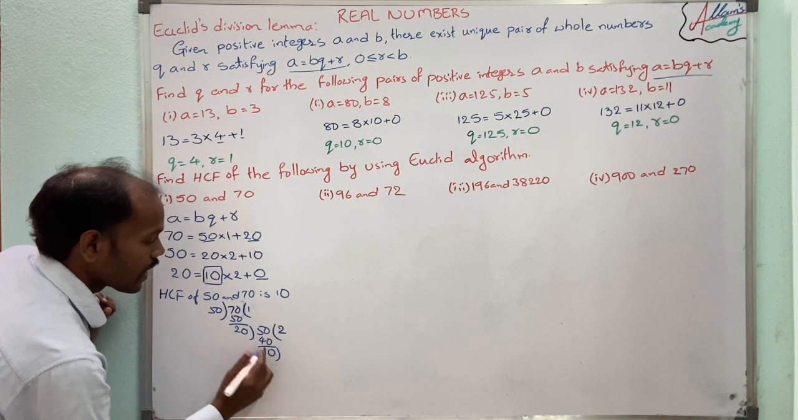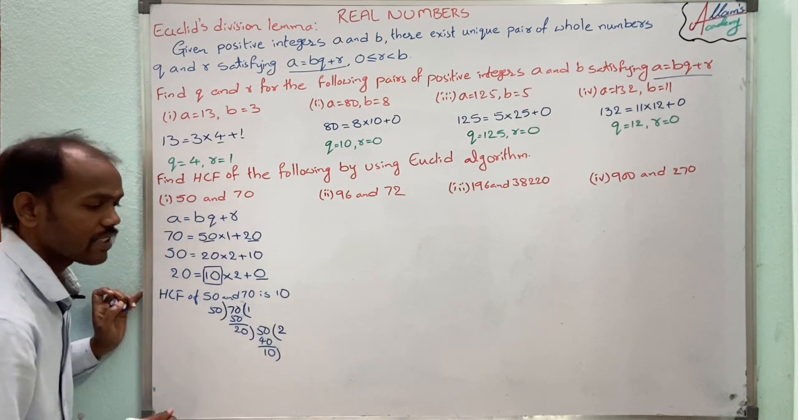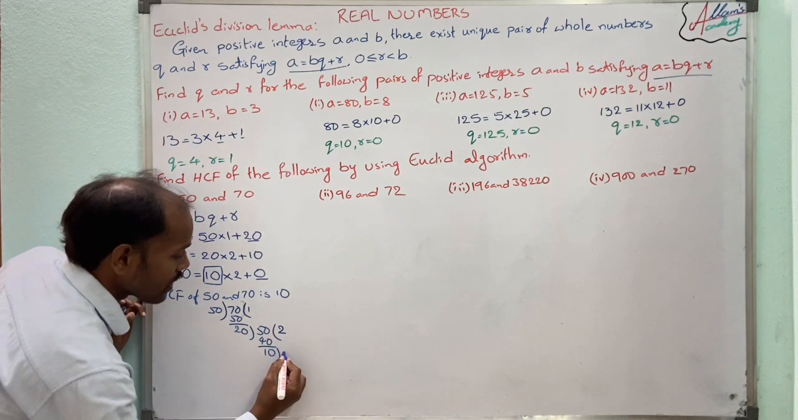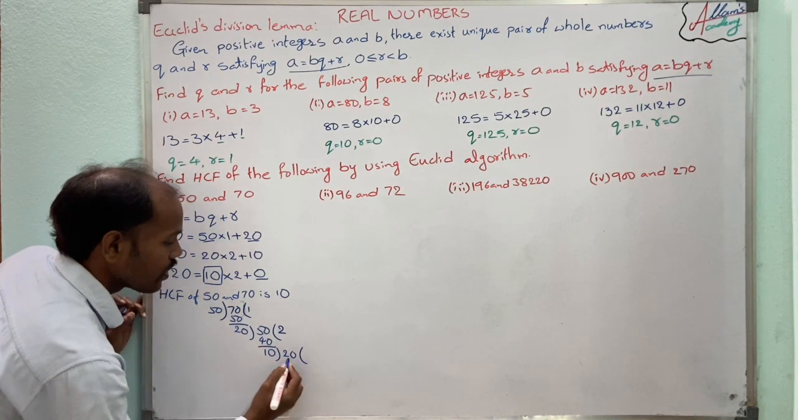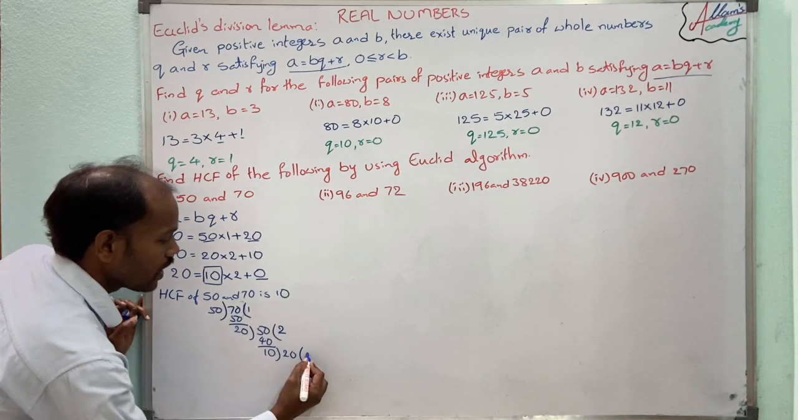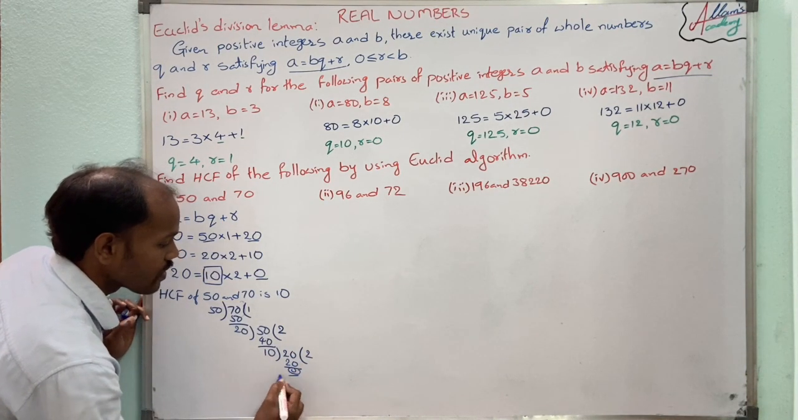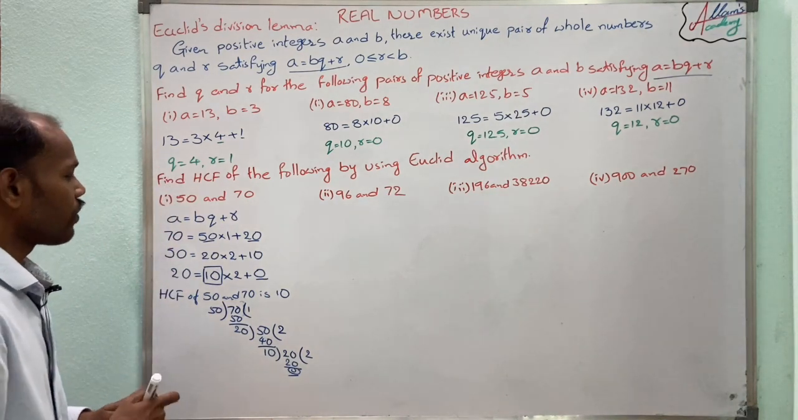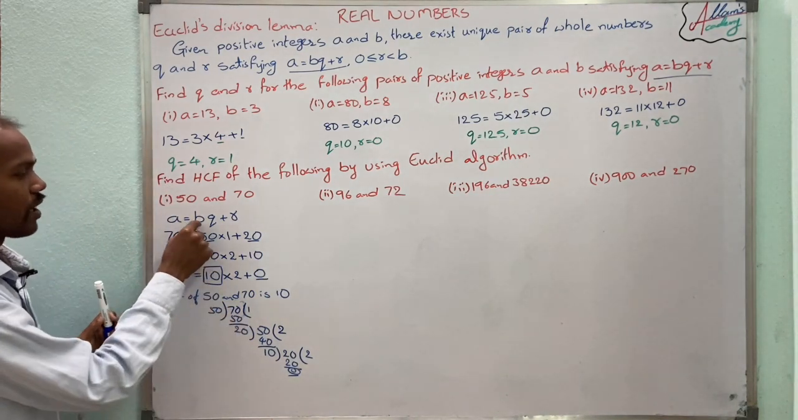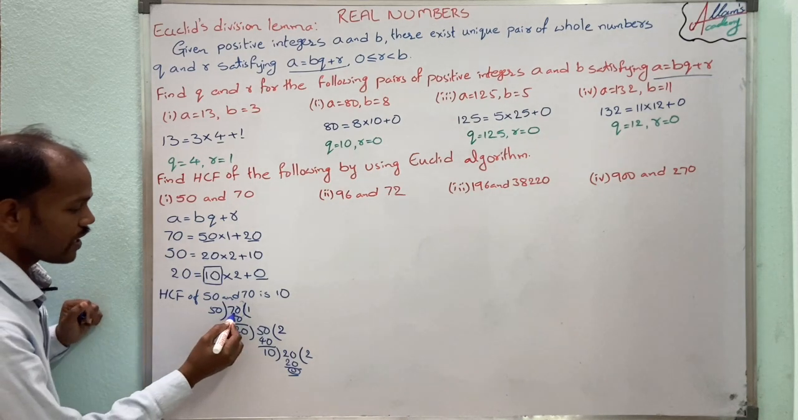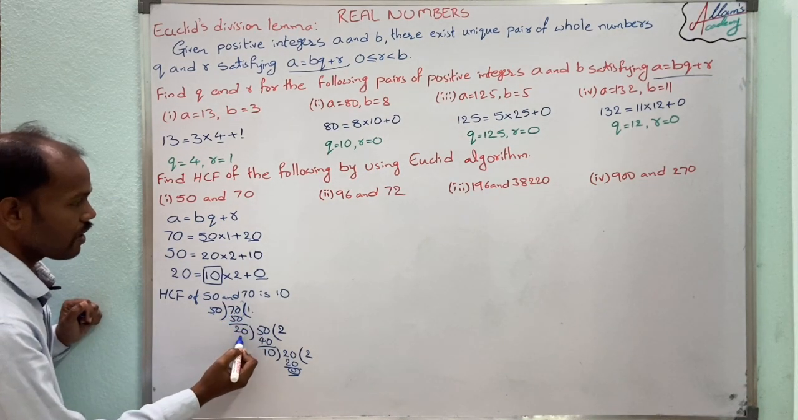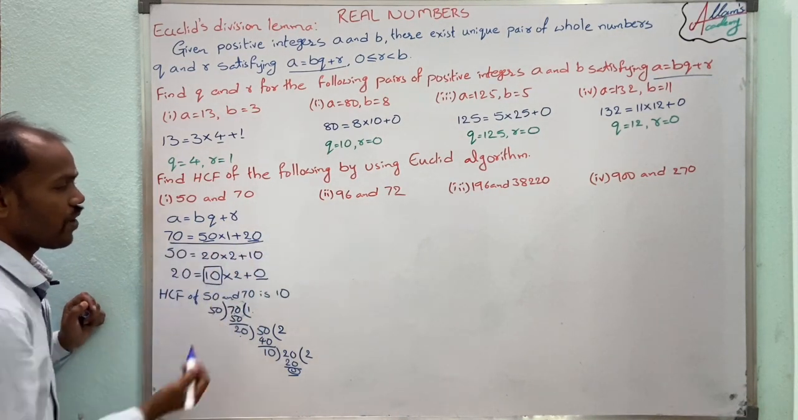Now 20 does not divide by 10, so 10 will be taken as the divisor. Now 20 divided by 10, 10 times 2 is 20. Now we get the remainder 0. So now we write the same in this form. 70 is equal to 50 into 1 plus 20.